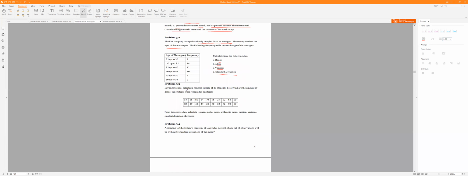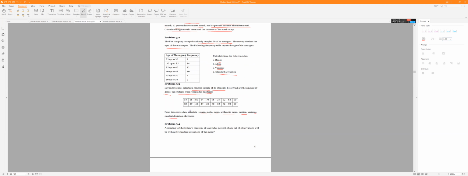Okay, so Lavender School selected a random sample of 20 students. And this is a sample. Again, it's written in the question, so be meticulous on that. Extra meticulous because it's MCQ. So if the data is wrong, well, the answer is going to be wrong. Okay, it's not an essay. And this is the grade that the students receive this term. From the data, calculate range, mode, mean, arithmetic mean, median, variance, SD, and skewness.